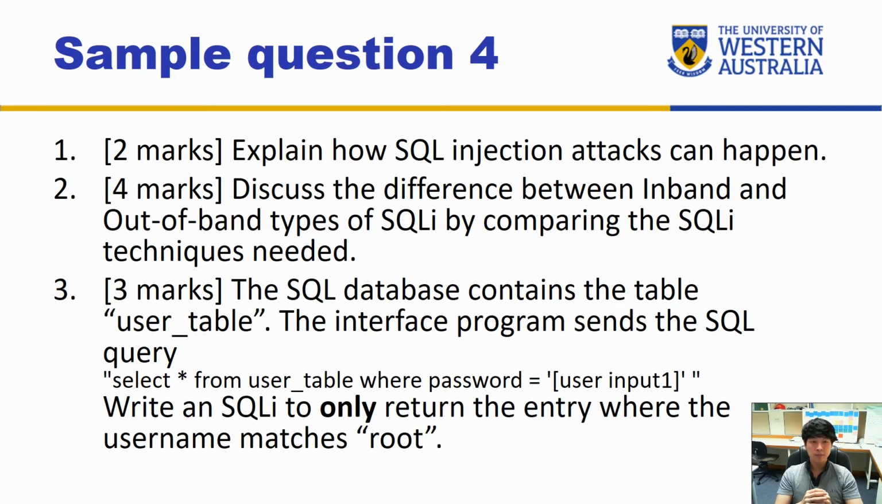The SQL database contains the table, user table. The interface program sends the SQLite query. Write an SQLite query to only return the entry where the username matches root. So hopefully this one is also quite straightforward. We have also given some examples during the lecture, so you just have to reformat that to fit into this context where the username matches root.